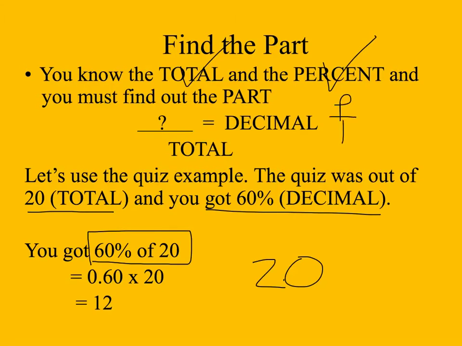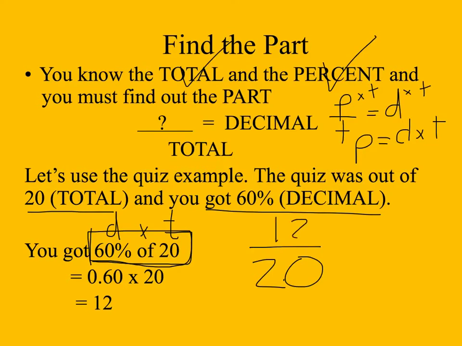part over total equals the decimal. If I wanted the p all by itself, times t to get rid of this on the bottom, and the part is going to be the decimal times the total. And here we have it, the decimal times the total. So what we've done before is exactly what we need to do now. 60% of 20 is 12, which means you earned 12 out of 20. That's your part, your total, and that's your percent.